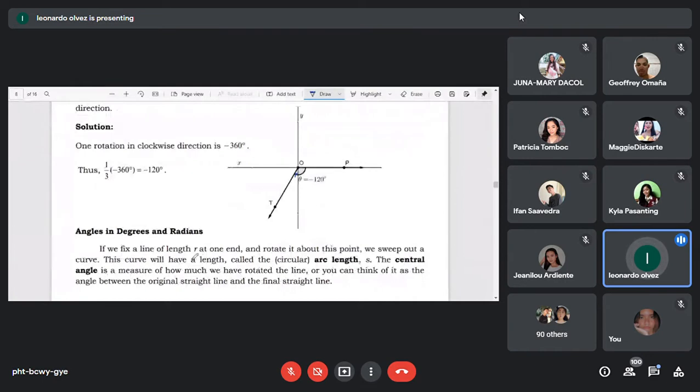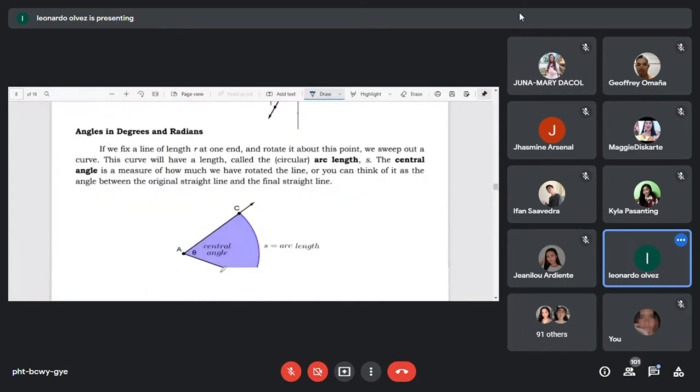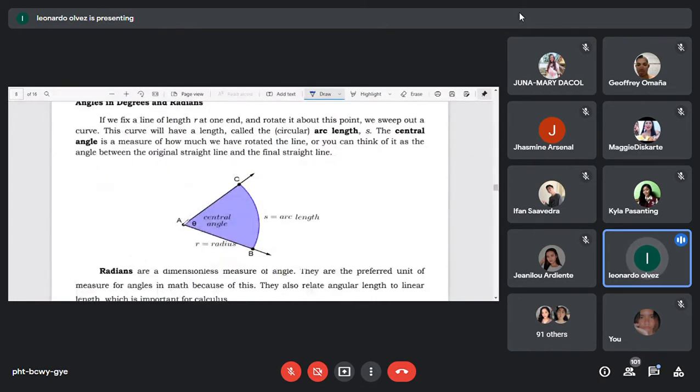So let's have now angles in degrees and radians. If we fix a line of length r at one end and rotate it about this point, we sweep out a curve. So if we have this point, fix this line, then we turn it to form a curve. This curve will have a length, and that is what you call arc length.